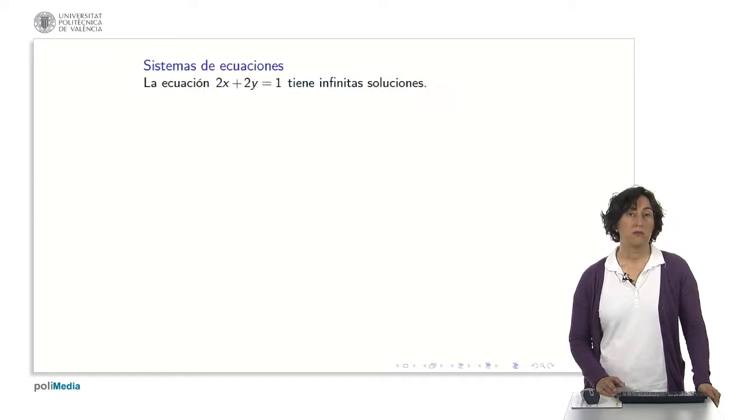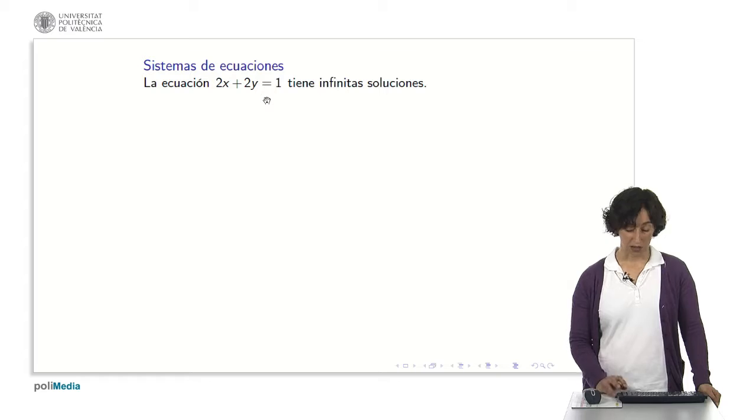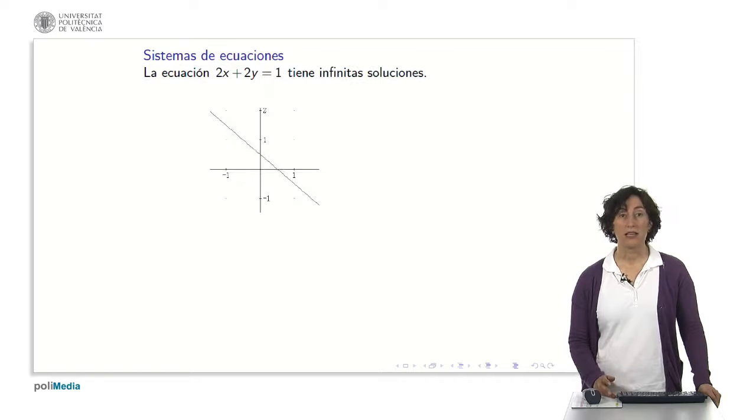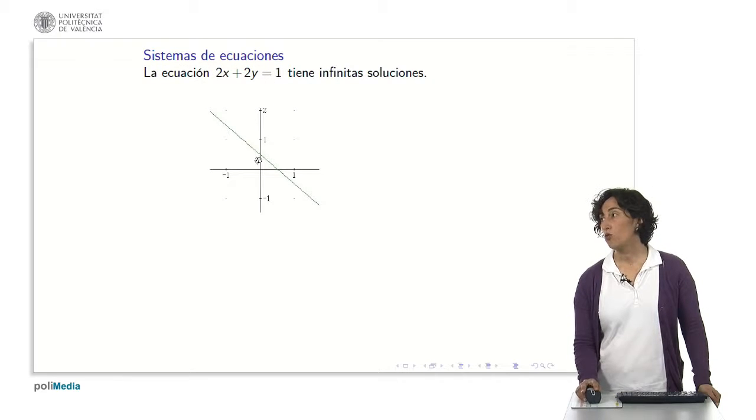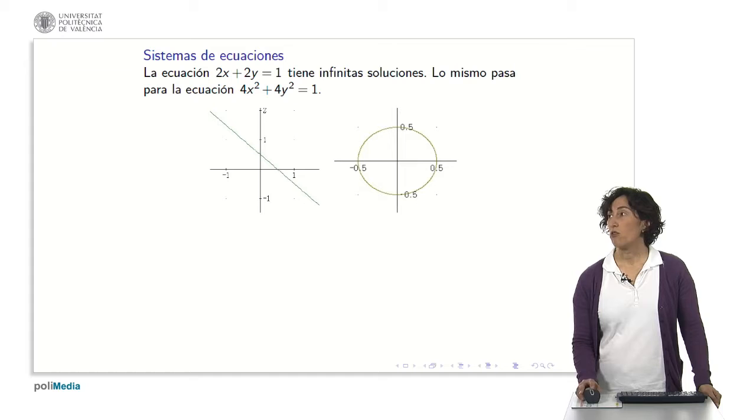So, the first thing, a little so that you remember, a linear equation is an equation of the form 2x plus 2y equals 1. As you can see there, we have seen that it has infinite solutions, because if you remember, geometrically it represents a line. Therefore, all the points of this line are solutions of the equation. We can also talk about nonlinear equations, such as the equation 4x squared plus 4y squared equals 1. That equation is nonlinear, and geometrically it represents all the points of this circumference. Therefore, all of them are solutions of the equation, and it also has infinite solutions.